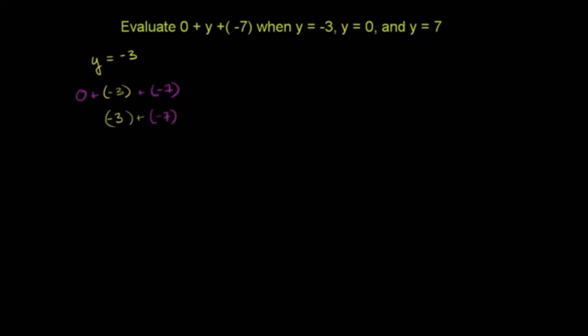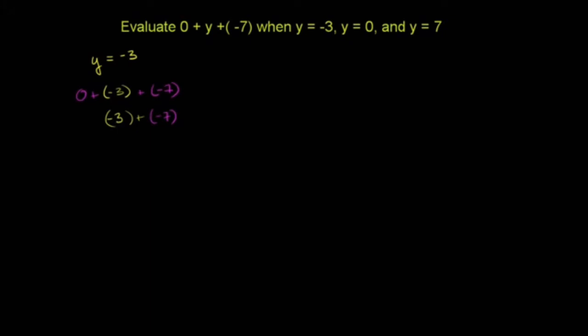And now we could draw a number line here just to help us visualize it. But even if you didn't have the number line, you would say, look, we're already 3 below 0. We're going to go another 7 to the left, 7 more negative. So if we're 3 away from 0, we're going to go 7 more away from 0. So we're going to be 10 to the left of 0, or negative 10.